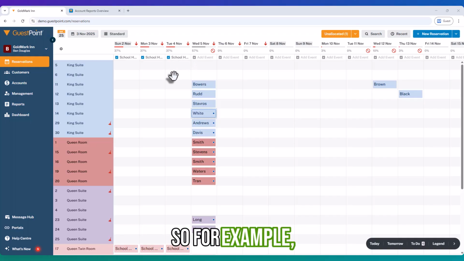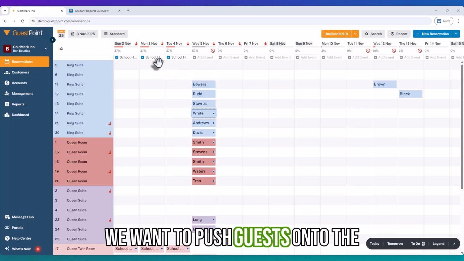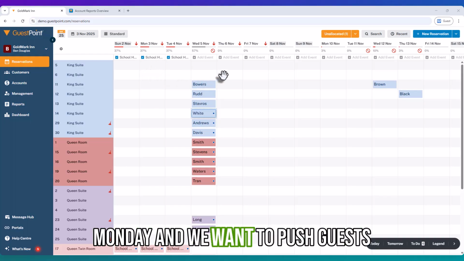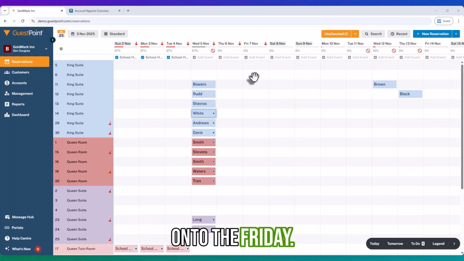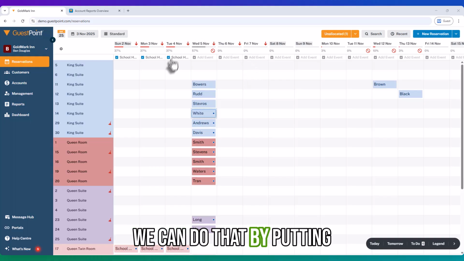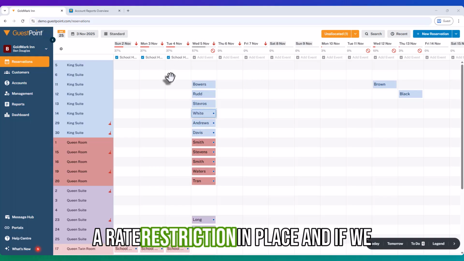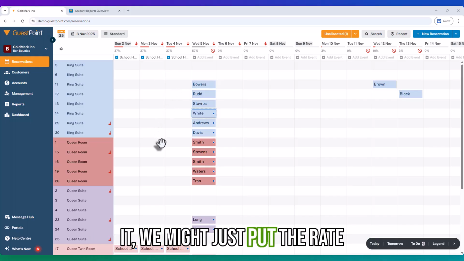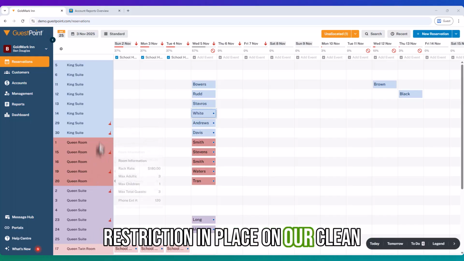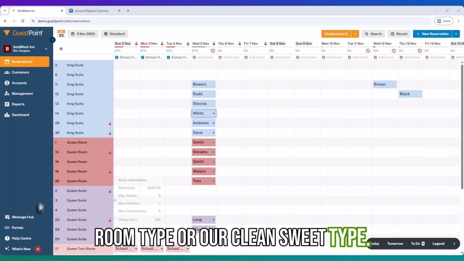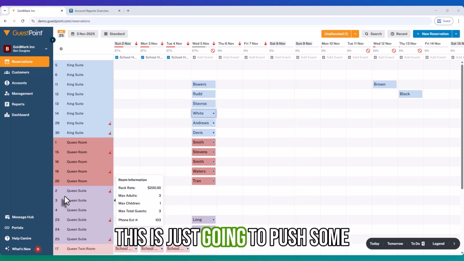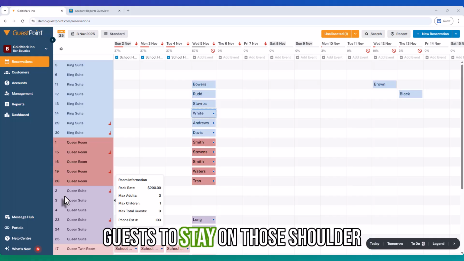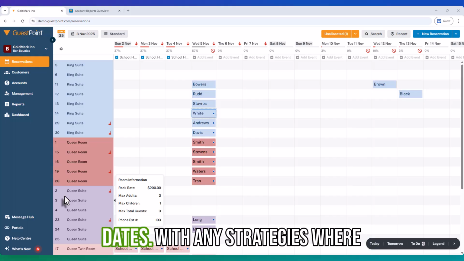So for example, we want to push guests onto the Monday and we want to push guests onto the Friday. We can do that by putting a rate restriction in place, and if we don't want to be too aggressive with it, we might just put the rate restriction in place on our queen room type or our queen suite type. This is just going to push some guests to stay on those shoulder dates.